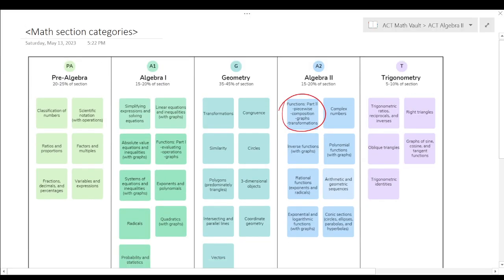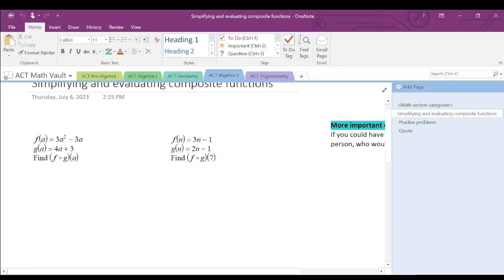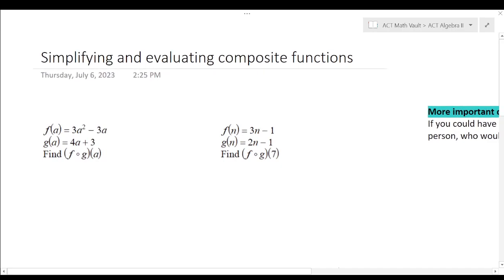All right, so in the math section, it's very common that you'll see these composition or composite function questions, at least one or two of them. And I would qualify this as functions part 2, like the second round of functions that you have in Algebra 2. And so the problems may look like this. You also could be given two functions, but you could be asked to find f of g of a.